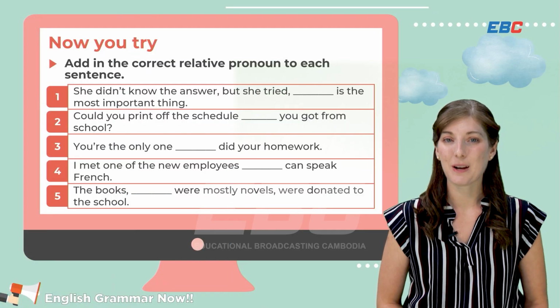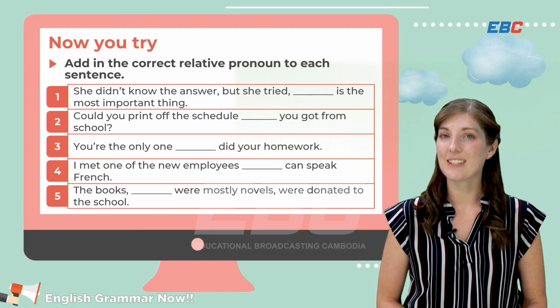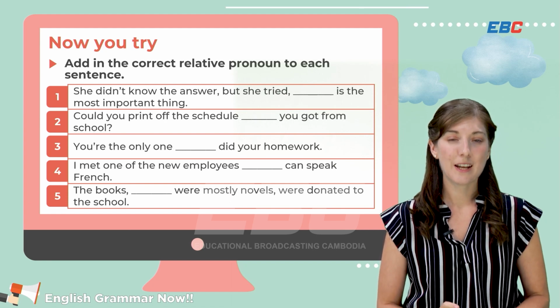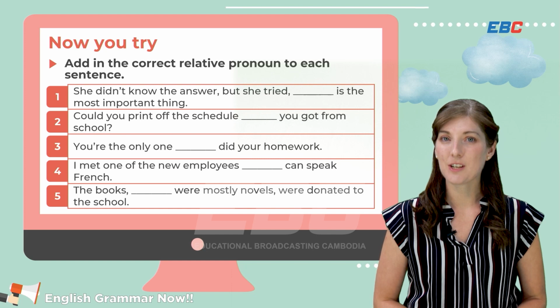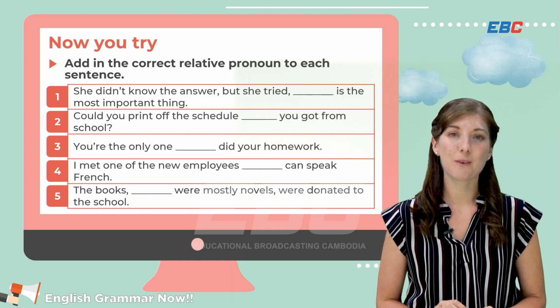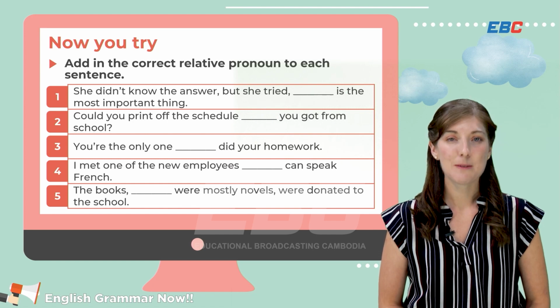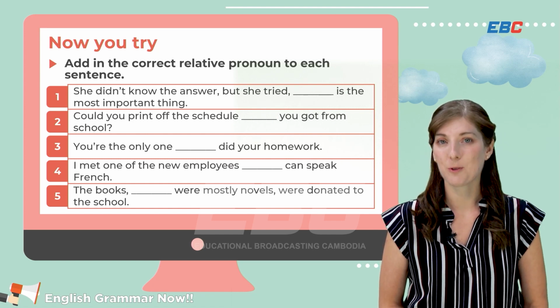Here's your chance to practice. In each of these sentences, there is a missing relative pronoun. So read carefully, remember the rules that we talked about, and see if you can figure out which relative pronoun could go in each sentence. Some of them have more than one option, of course.